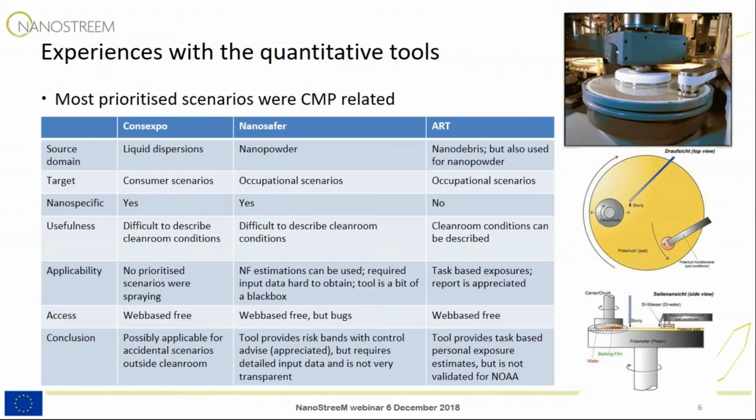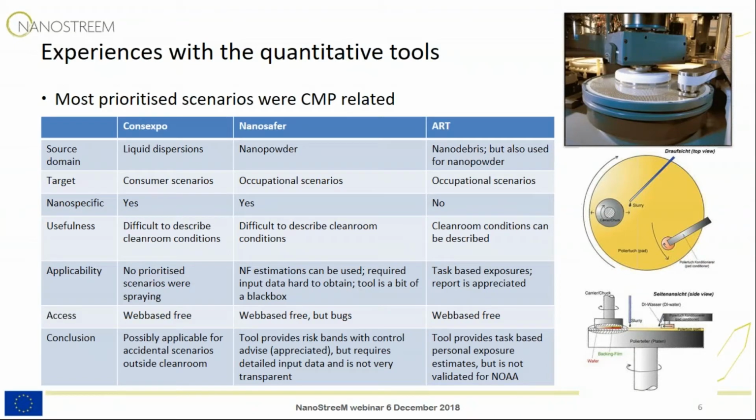Then we tried to describe the scenarios, and we found out that it's quite hard to describe clean room conditions with Consexpo. Not very surprisingly, because clean room conditions are obviously very far from scenarios that consumers normally encounter. But NanoSaver was also difficult for describing the clean room conditions, whereas in ART it was possible to describe the clean room conditions. So for the applicability, in the end, we noticed that none of the scenarios that were prioritized were about spraying, so about liquid aerosol formation.